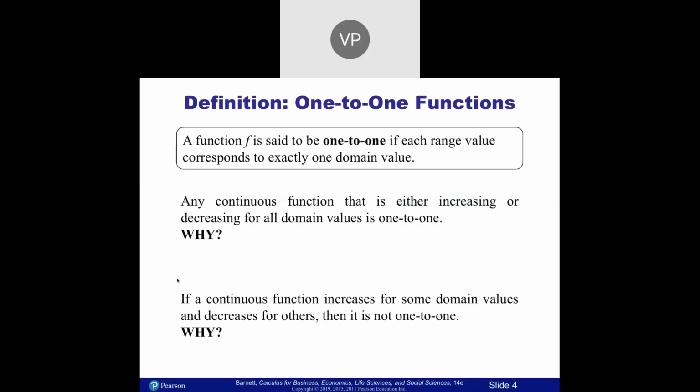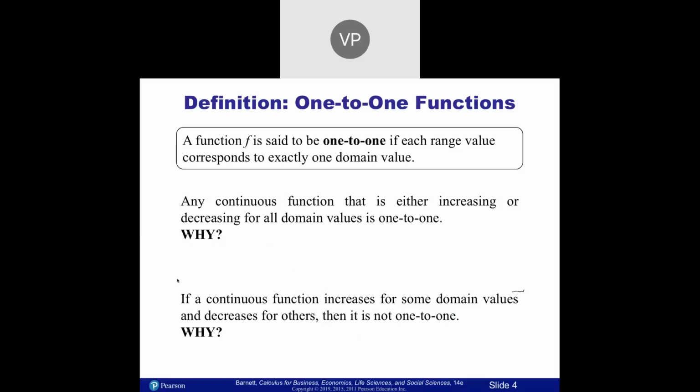So looking at this graph right here, any continuous function that is either increasing or decreasing for all the domain values is one-to-one. It doesn't matter if it's a line or an x cubed or something like that. If it keeps going upwards, then you don't get to turn around like the absolute value. So you're going to get exactly 1 point for every y value.